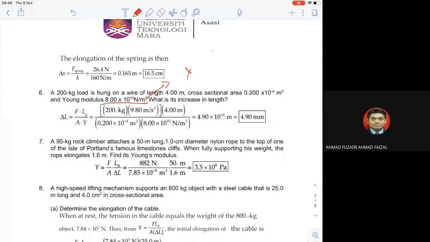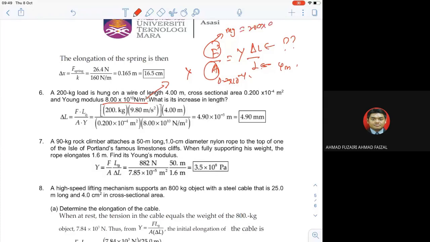Okay, kita ada apa tadi? F per A equivalent to Y delta L over L. L ini ialah 4 meters. Delta L dekat sini ialah tak tahu lagi berapa, increase. Jadi kita nak calculate yang ni nanti. So this one area is about 0.2 10 power of negative 4. Force ialah mg. Maksud dia 200 kali dengan 9.8. Okay, 200 kali 9.8. So kita nak delta L saja. Terdapat 4.9 10 power of negative 3 meters.